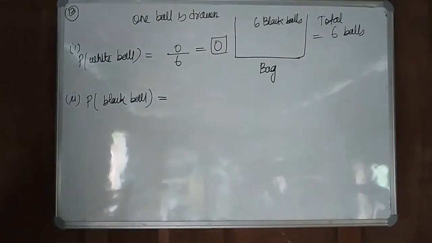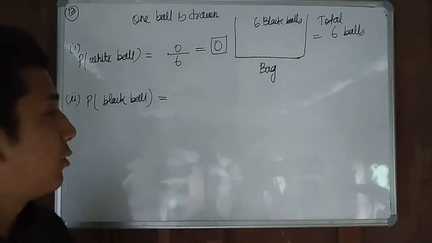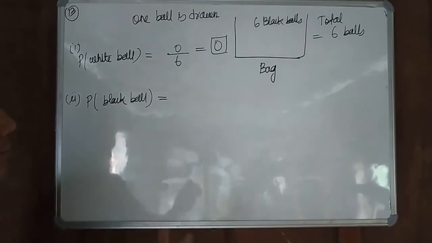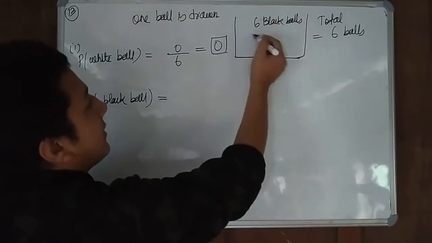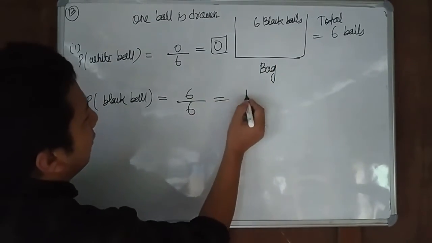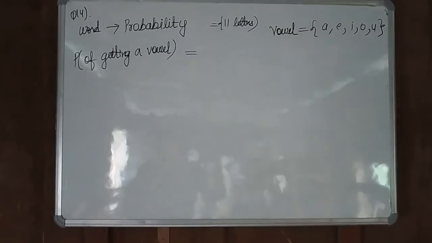And number 2, probability of getting a black ball. See, he is drawing one ball at a time. So what are his chances of getting a black ball? Obviously 6, the favorable chances. How many black balls are there? There are 6 black balls, right? So hence his chance is 6 by 6, which is 1. So please pause the video and note it down.